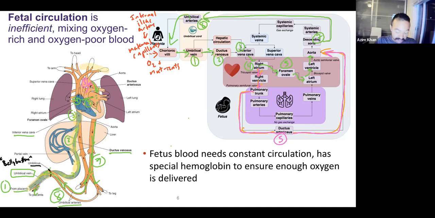I'll say that again. As soon as the ductus venosus meets up with the inferior vena cava, which is already carrying oxygen-poor blood from circulating, you've got oxygen-rich blood mixing with the oxygen-poor blood at that point. So really, you're just mixing lower quality blood than what we as adults have. Because of that, the fetal blood needs constant circulation, and when you get to physiology, you'll learn about the special hemoglobin that fetuses have to help hold on to oxygen better.